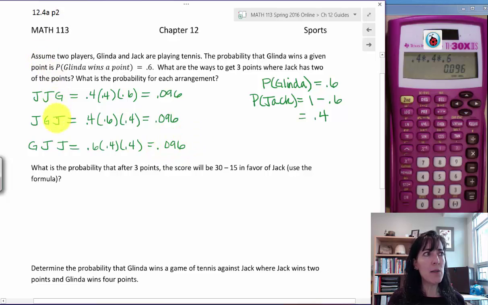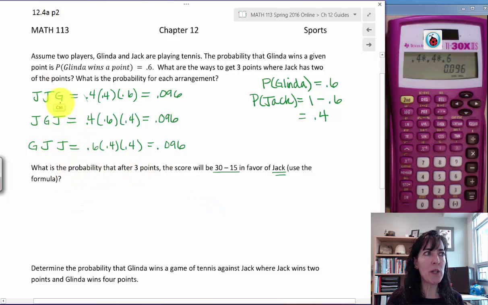So it looks like any of these three orderings for Jack getting 2 points, Glinda getting 1 point, the result is going to be 0.096. So let's take a look at the same concept. What's the probability that after 3 points, the score will be 30-15 in favor of Jack, and use the formula. So we want to check out the formula and see what we get.